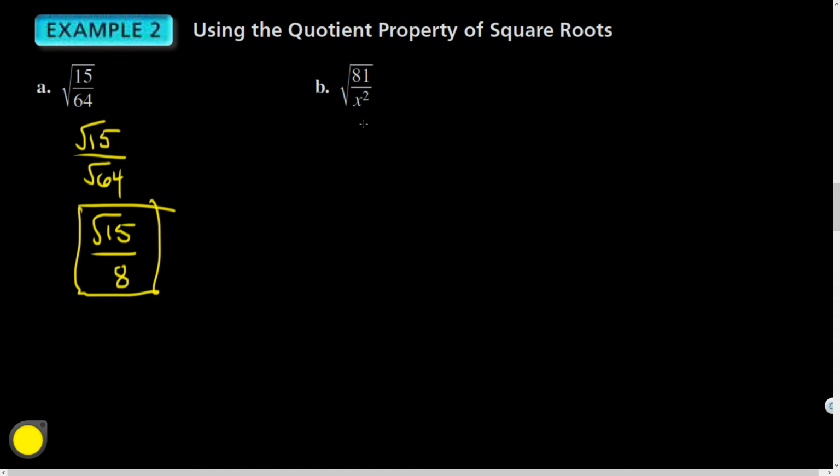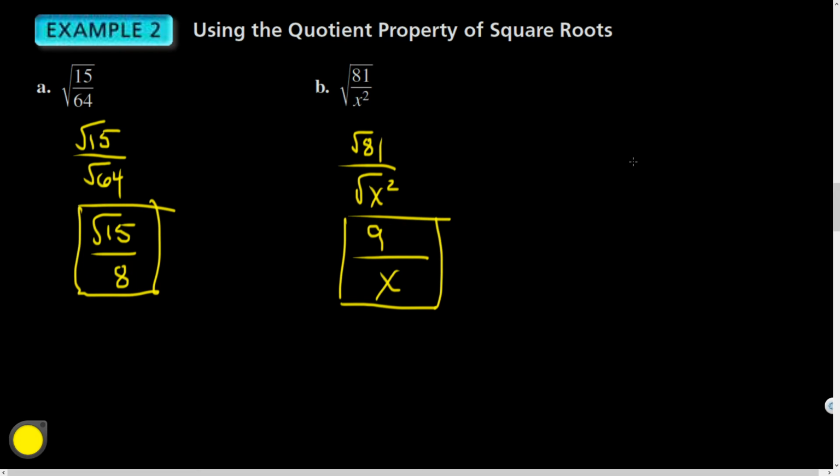Over here, square root of 81 over x squared. So this is the same as, whoa, man, sometimes my tablet does that. It's been weird lately. So break this up. Square root of 81 is 9 over the square root of x squared. At this point, we're calling plain old x.